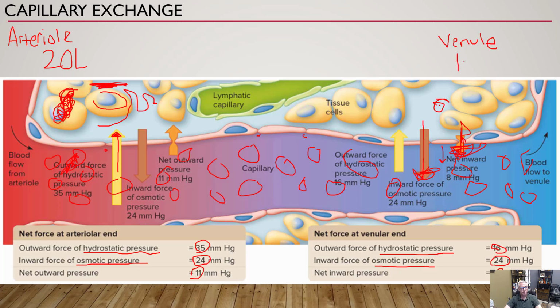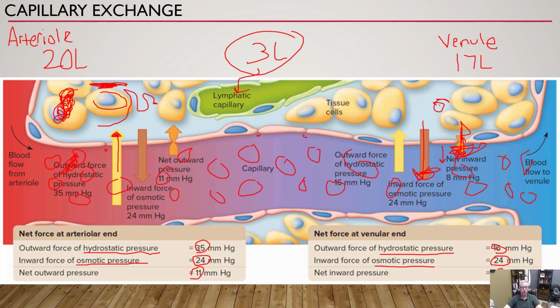And we'll see that on average it's about 17 liters per day. So 20 liters minus 17 liters is going to be about 3 liters. So that 3 liters is what's going to end up going, hopefully, into that lymphatic system.